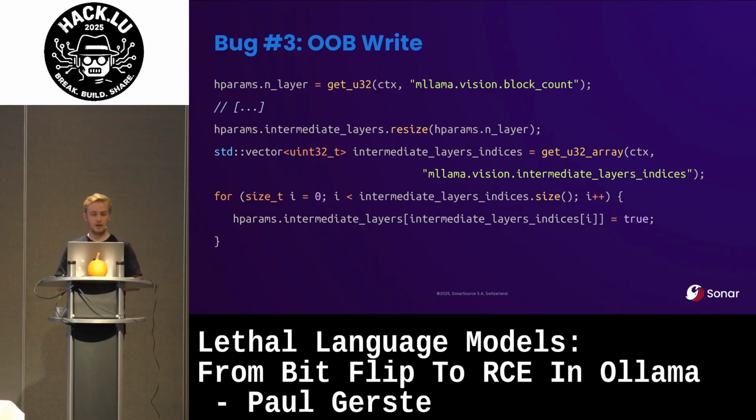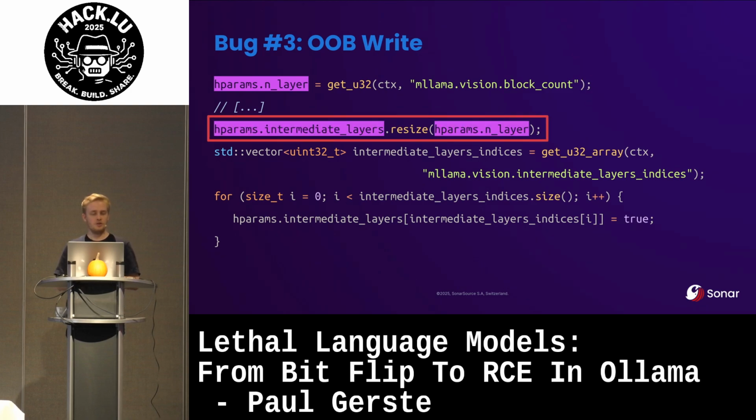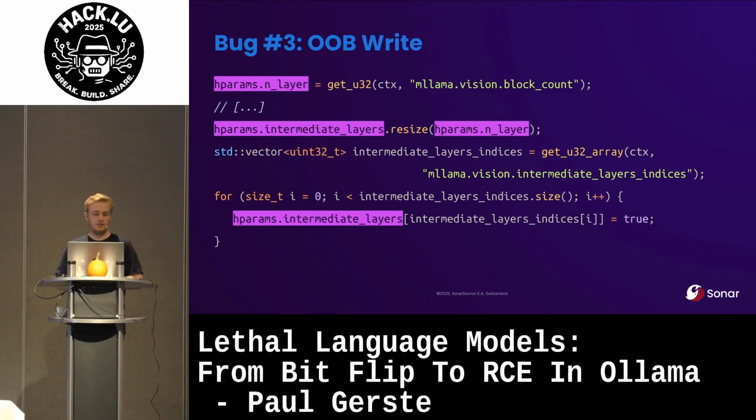It's an out of bounds write. And it's not a linear one like the string copy. And it's on the heap. So what happens here is first, the block count is read as a number from the metadata and stored as the number of layers in the model. Then a vector is resized to have enough space for all of these layers. Then it's later used to set some values in this vector.